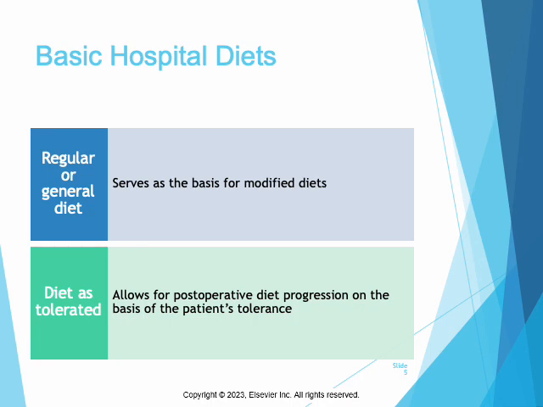There are two basic hospital diets. There is the regular or general diet, and this serves as the basis for any modified diet. And then you might have seen an order that says diet as tolerated, and this allows for a progression of the diet based on the patient's tolerance. And many times you will see this now after a procedure.